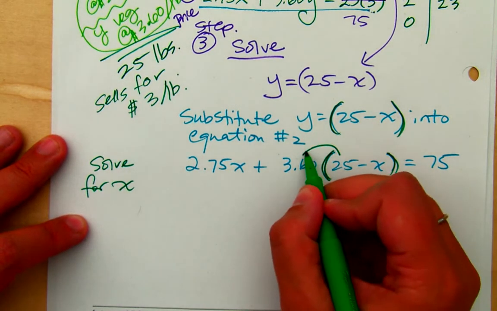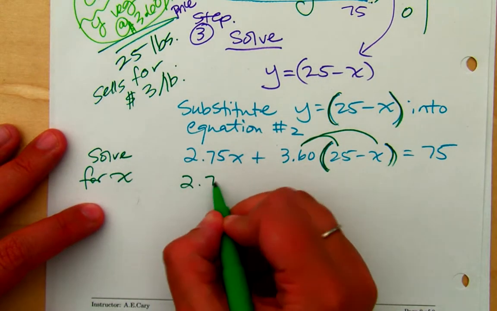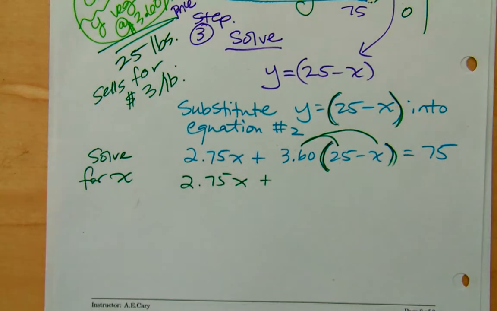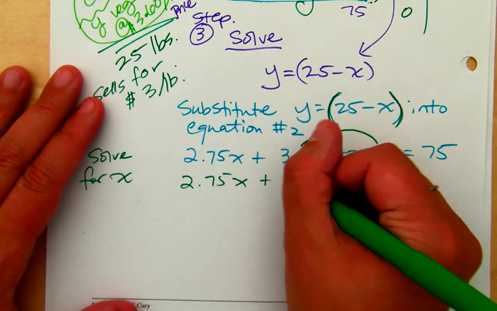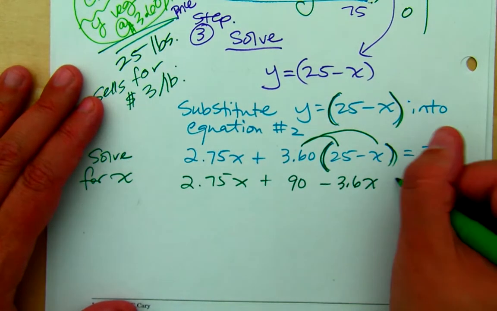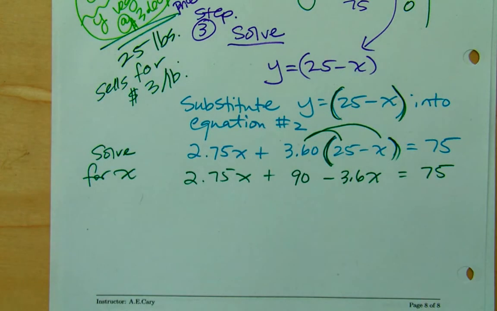We're going to use the, I love that, distributive property: 275x plus, I don't know what 360 times, what's 3.6 times 25, my calculator? 90. Oh, that wasn't too bad. 90 minus 3.6x, can I do that? Equals 75. Do I have to put the 0 on the end? No. Now what should I do to get x by itself?